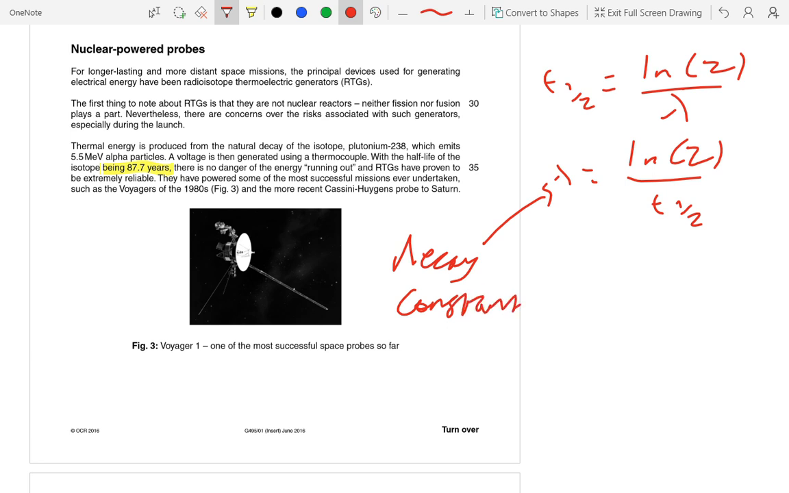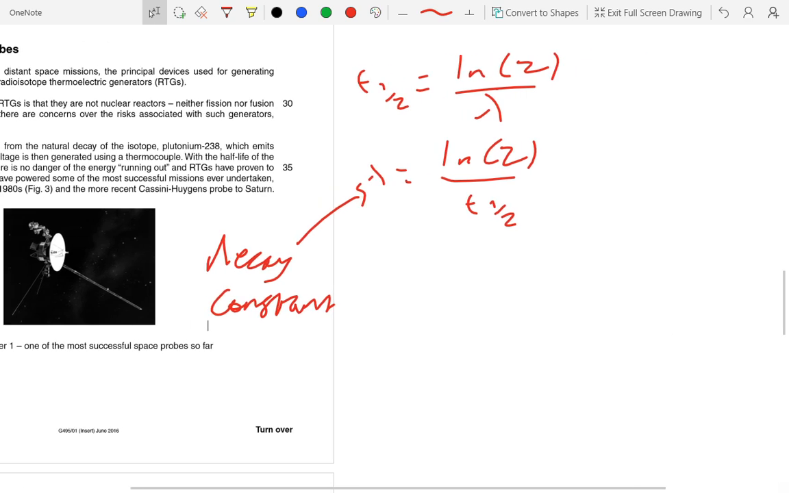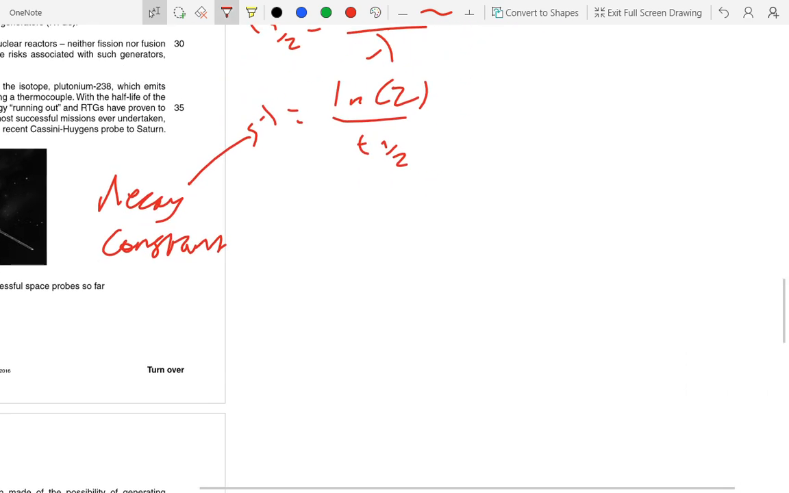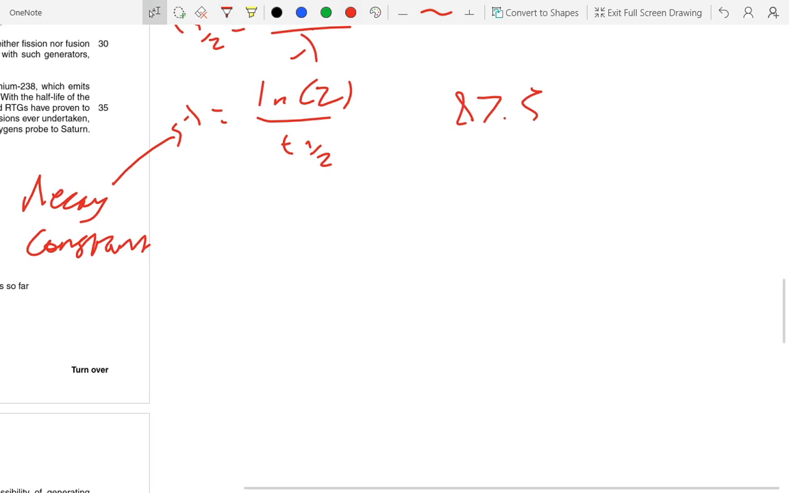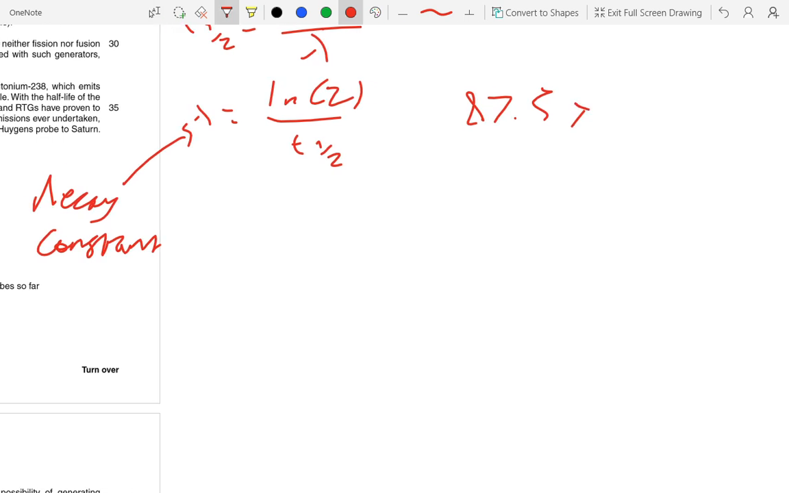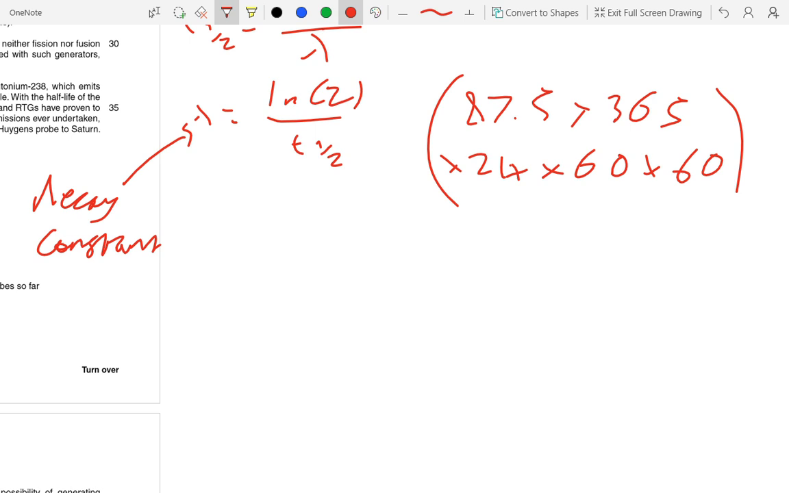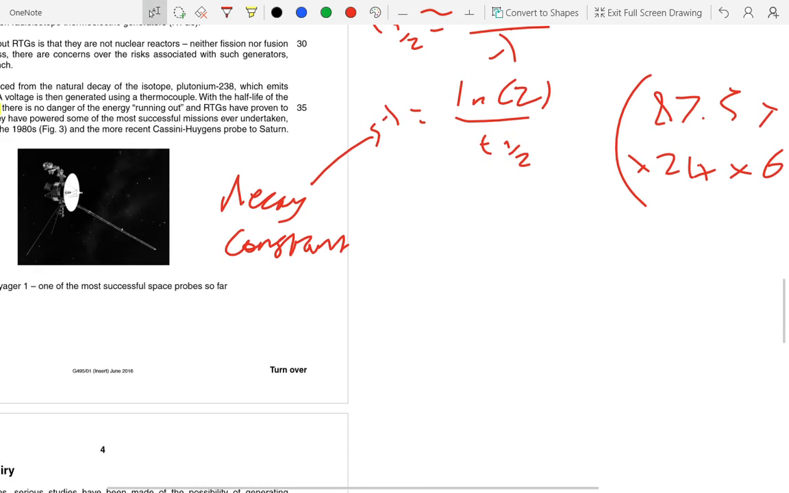And you have to convert T half into seconds. The way I always convert into seconds is, okay, I've got 87.5 years or whatever it is, how many days are in a year? Times 365. How many hours are in a day? Times 24. How many minutes in an hour? Times 60. How many seconds in a minute? Times 60 again. And you can just plug that into your calculator and get out whatever comes at the end. Then you're able to work out what the decay constant is.